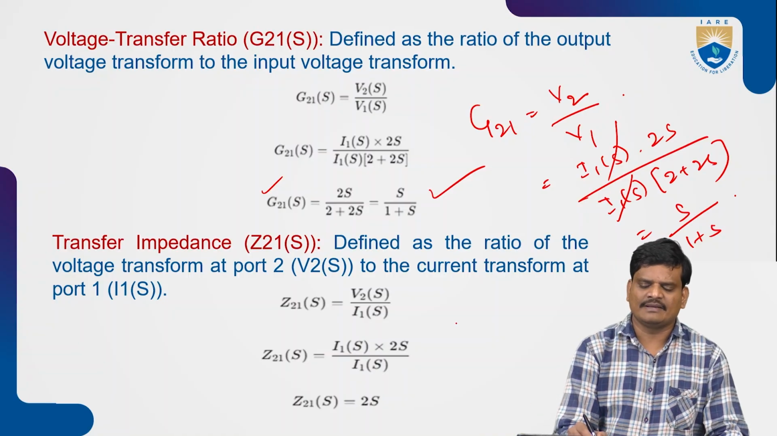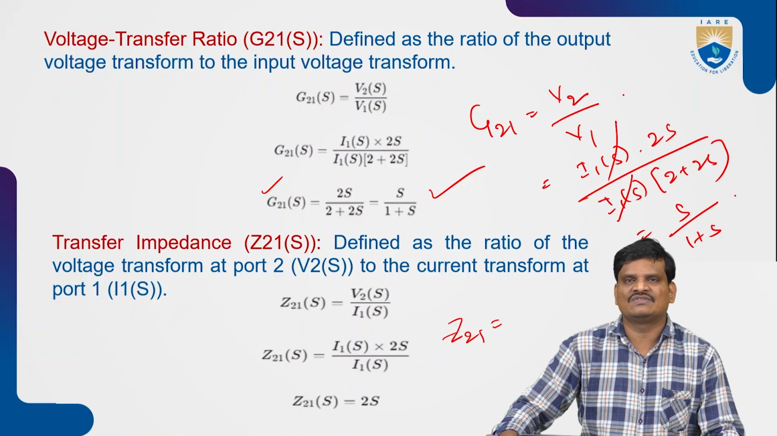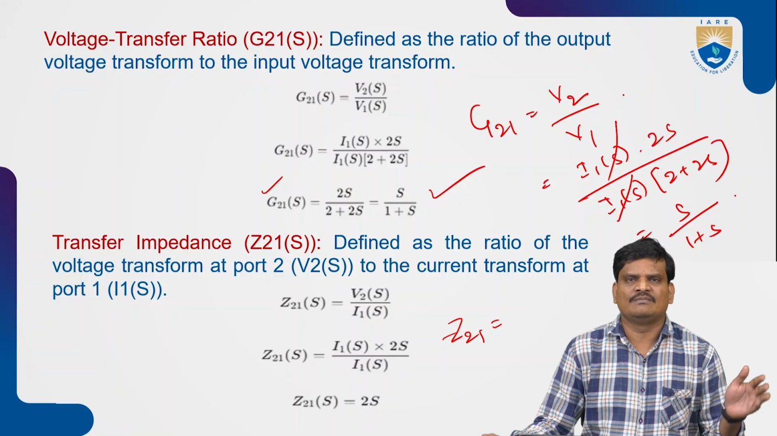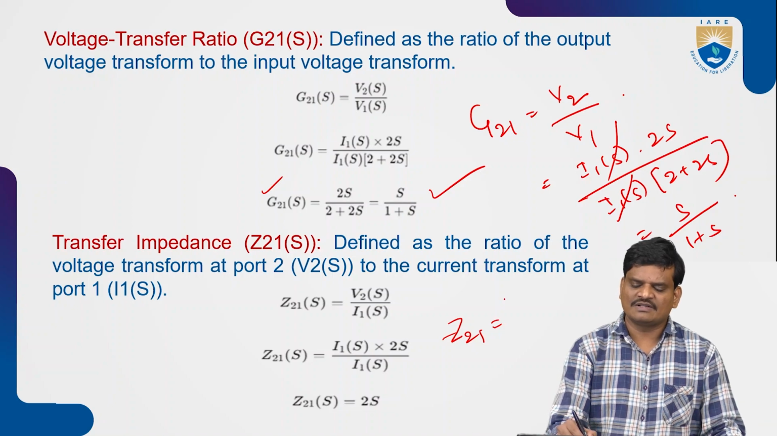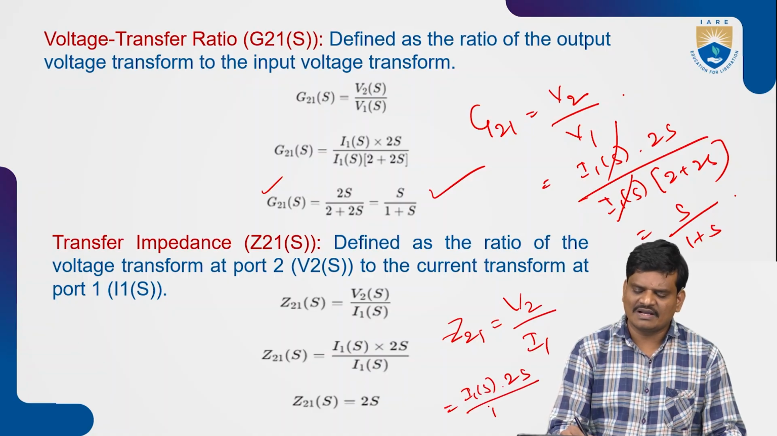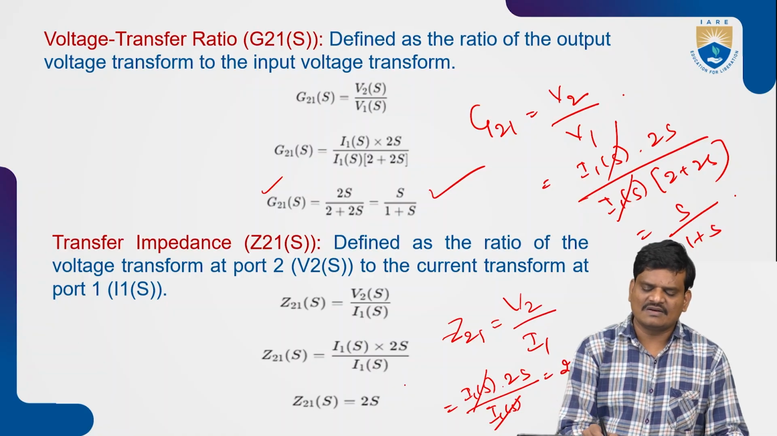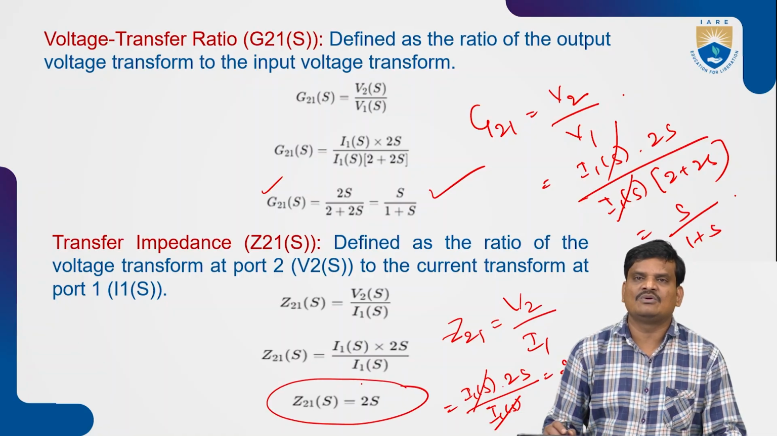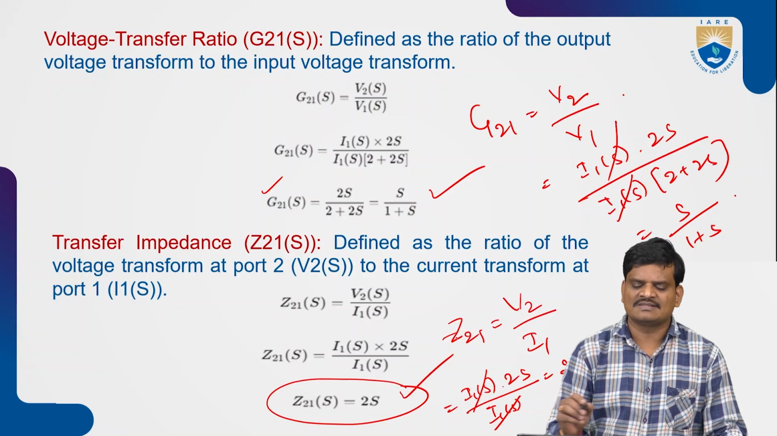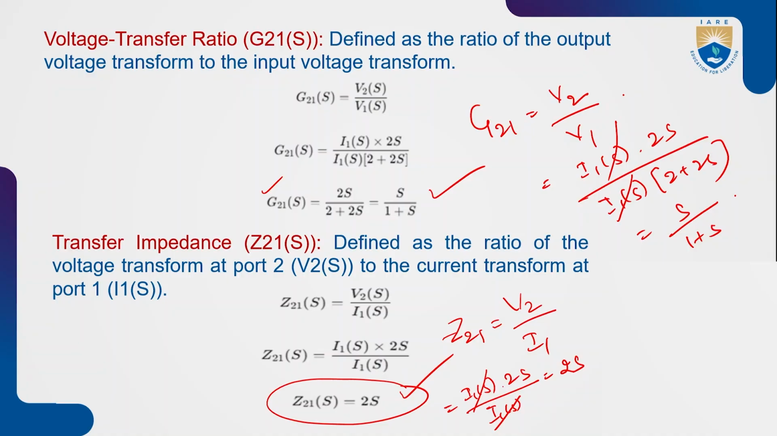So I have calculated one parameter out of the three parameters asked in the problem statement. Coming to the next parameter, impedance. Z21 is generally considered as a transfer impedance, which transfers the impedance from port 2 to port 1. What is the formula for this? V2 by I1. I know the value of V2, I1(s) into 2s, and I know the value of I1(s). What is the remaining value? 2s. That is the value of transfer impedance, Z21 is 2s. Now I have calculated two parameters: one is the voltage transfer ratio G21 and the other is the transfer impedance Z21.